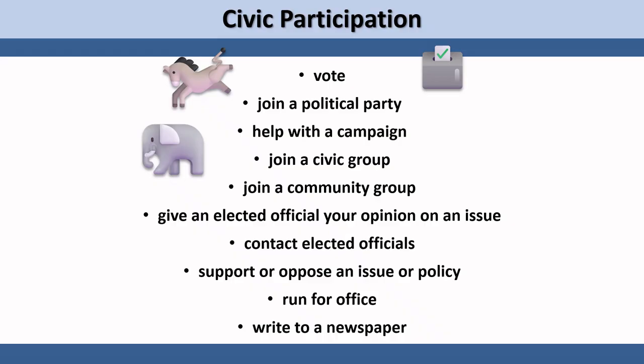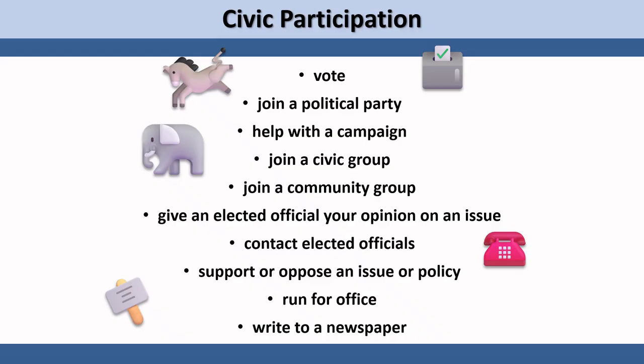The First Amendment to the Constitution promises people in the United States freedom of speech and freedom to petition the government, so you have the right to forms of civic participation, such as giving an elected official your opinion on an issue, contacting elected officials like senators and House representatives, or publicly supporting or opposing an issue or policy. American citizens also have the right to run for office in order to become a part of the government themselves and participate in government more directly.